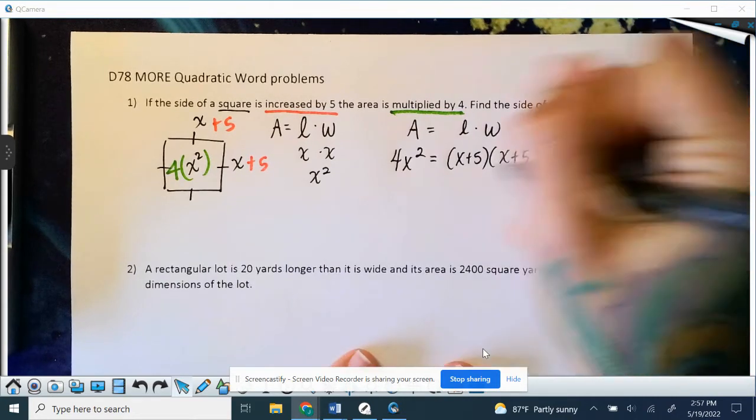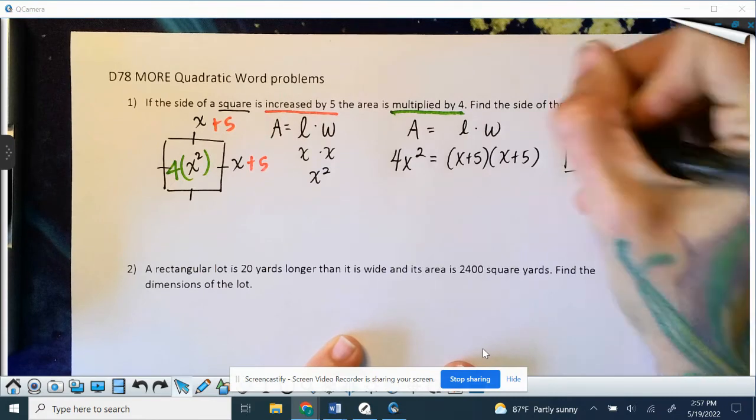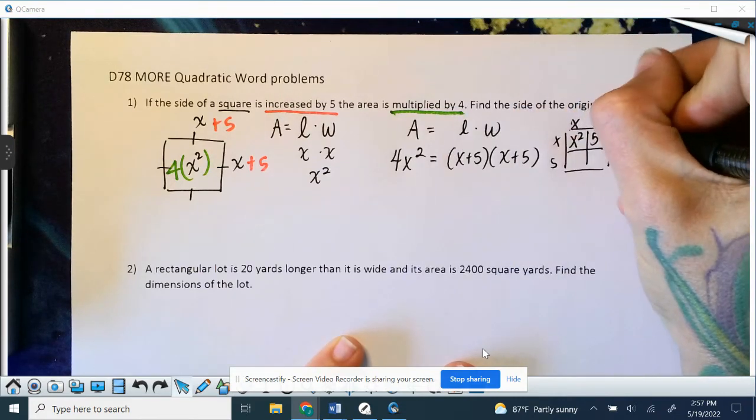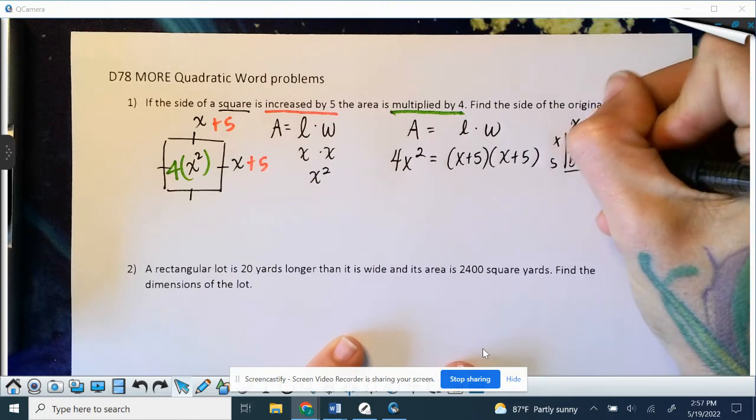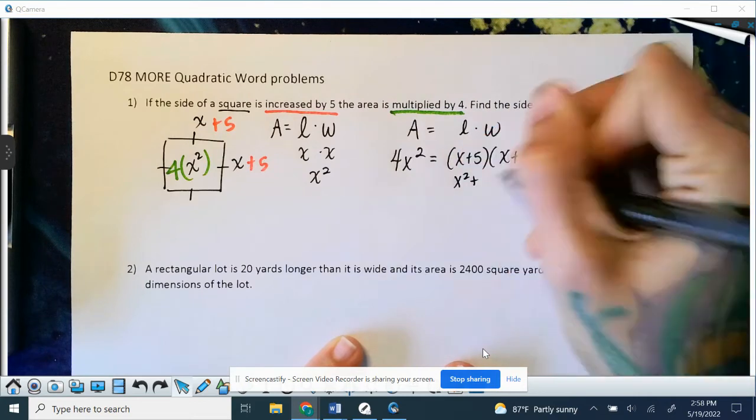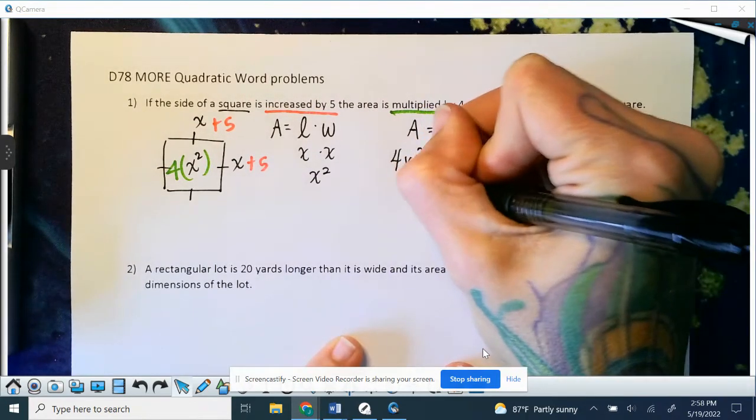So we're going to multiply those together. You can do it by box method, FOIL, however you want to multiply these two. So x times x is x squared, 5 times x is 5x, x times 5 is 5x, and 5 times 5 is 25. x squared, clean up, plus 10x plus 25 equals 4x squared.